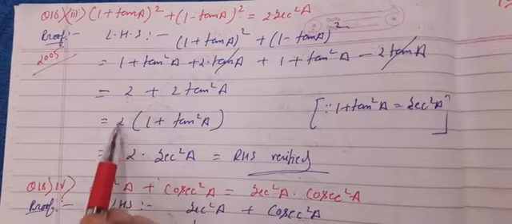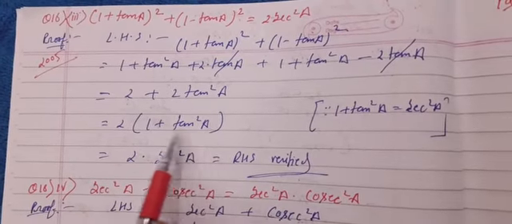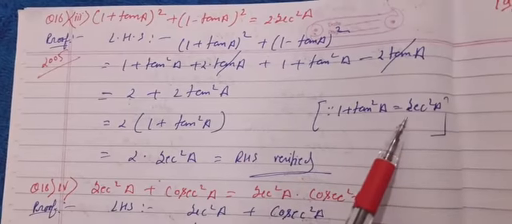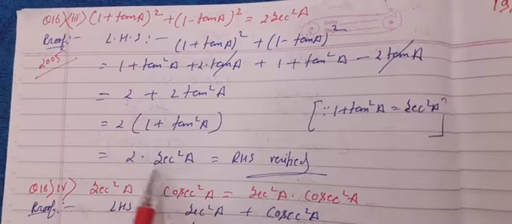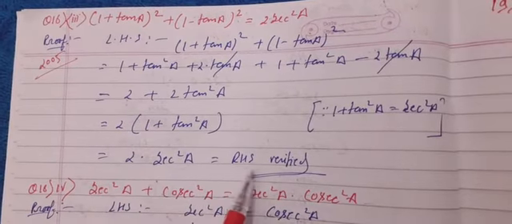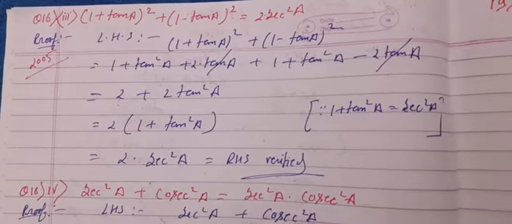Now I have taken 2 as common, so inside the bracket there is 1 plus tan square a. And we know that 1 plus tan square a is equal to sec square a, so I have written 2 into sec square a, and that was our RHS. This is verified. Children, I hope till now you have memorized all the formulae.